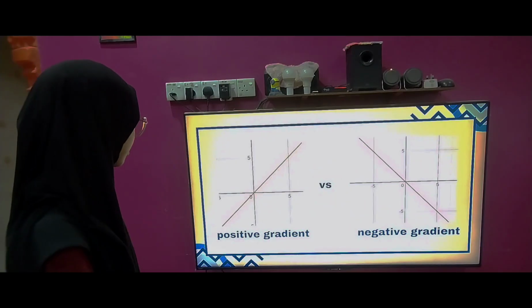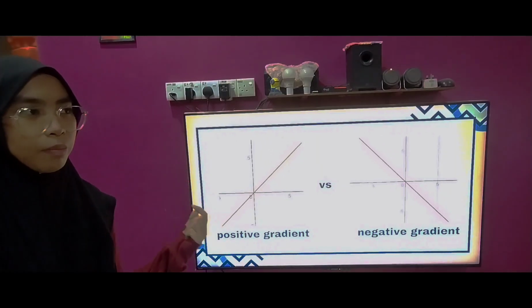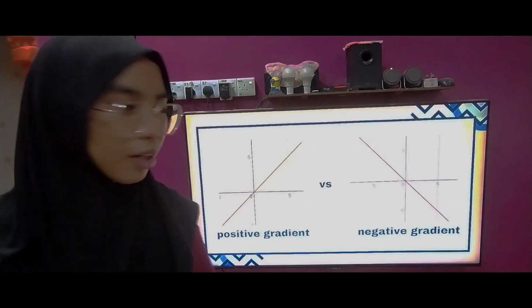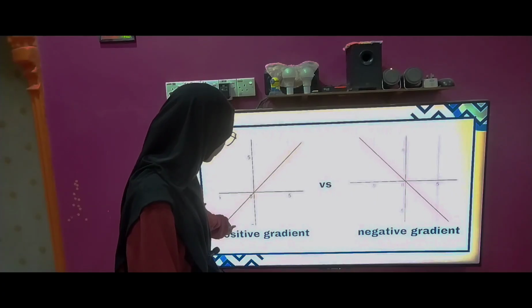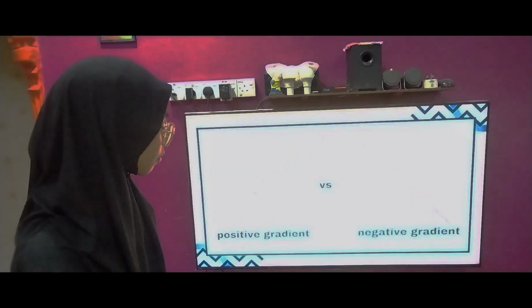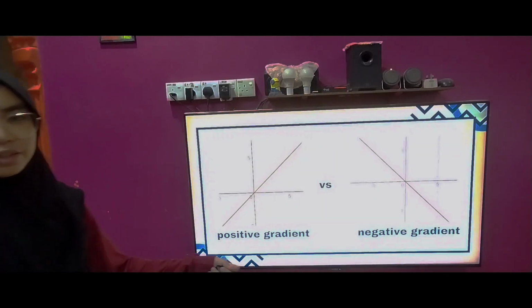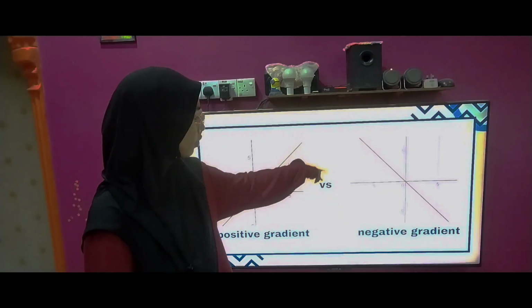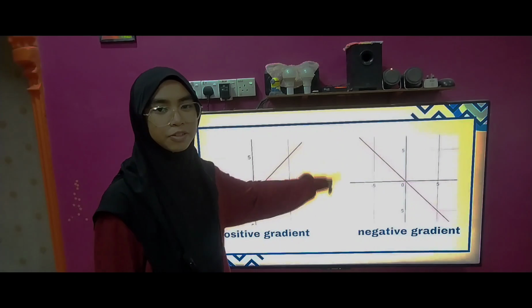Okay. Next, when your gradient is a positive number, such as 1, 2, 4 or 3, you'll get a positive gradient like this. It's when the value goes from negative to positive on your x-axis. Well, as you can see, when your gradient is negative, your slope will be from atas to bawah, from top to bottom.